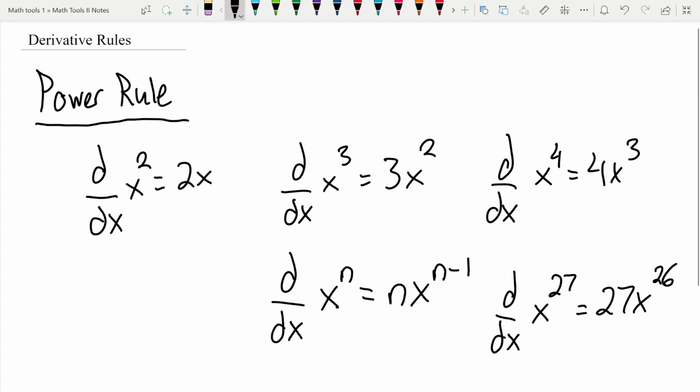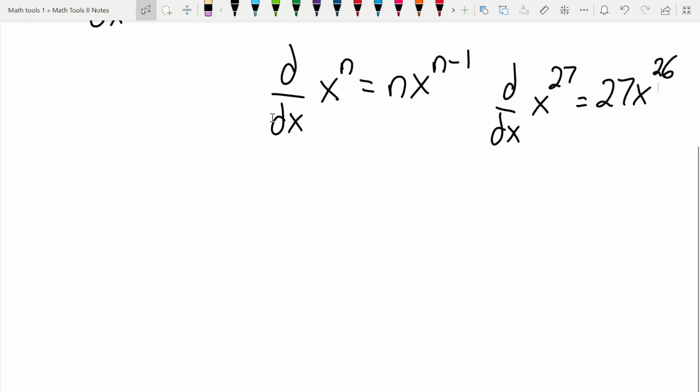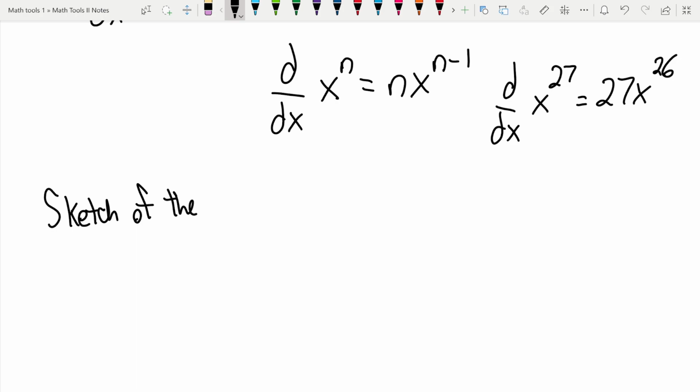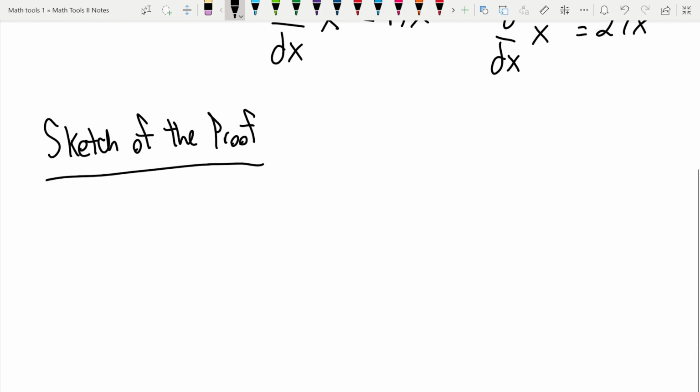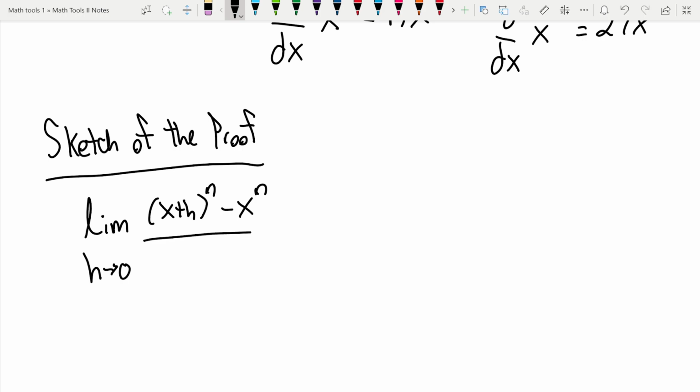For showing the proof of the power rule, I'm just going to do a sketch of the proof, the main idea. Not that the proof is difficult, but you just have to use what's called the binomial expansion, and I'll show what the idea of the binomial expansion is. So let's look at the limit as h approaches 0 of (x plus h) to the n minus x to the n, over h.